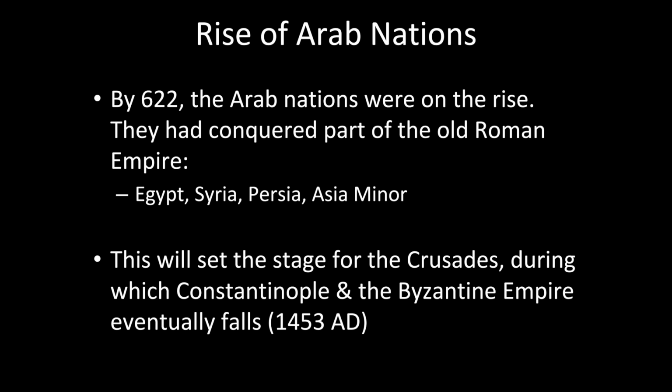By 622, the Arab nations were on the rise. They had conquered part of the old Roman Empire that includes Egypt, Syria, Persia, and Asia Minor. Now, Persia also has a remnant empire, okay, how do I say this? A leftover empire. You know, when you have dinner and you have leftovers in the fridge.